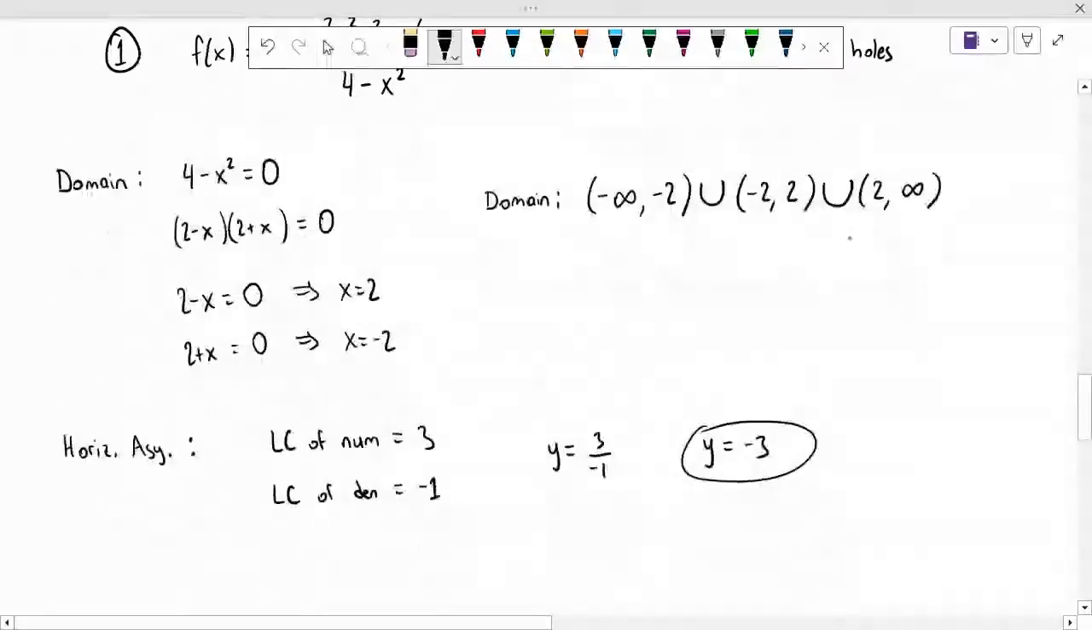LC, that was me rereading, but it stands for leading coefficient. All right.